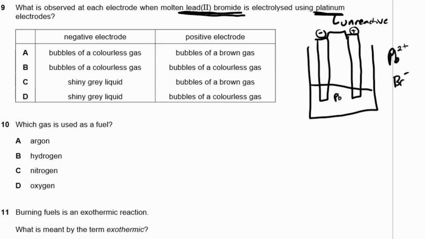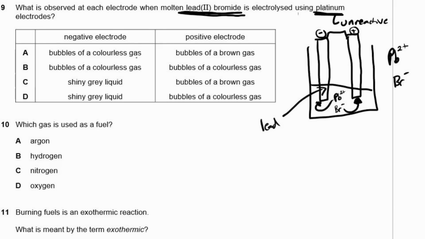So you have Pb2+ and Br-, a lot of those floating around in the molten lead-2 bromide. The plus will go to the minus, and the minus will go to the plus. Now, at this electrode, you're going to have lead forming on the outside or falling down, forming underneath. So lead, is it colorless, so that's a negative electrode.